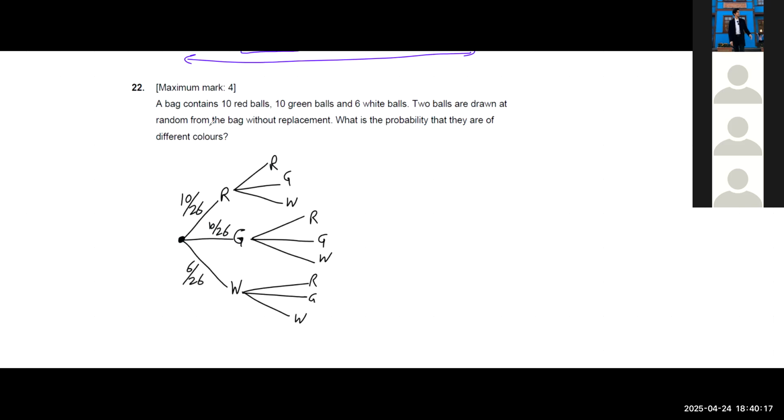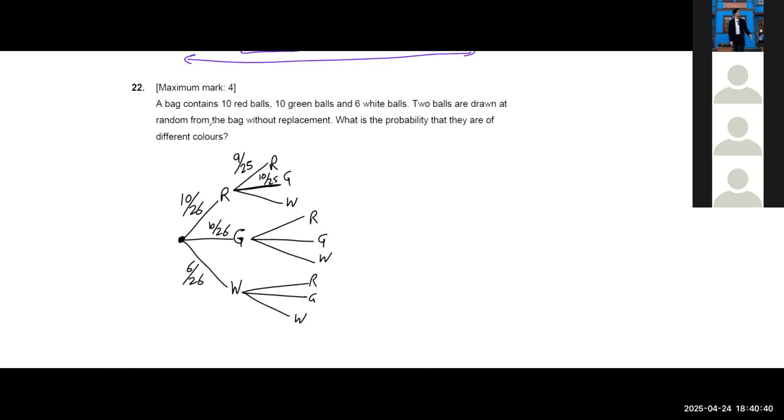Now, here's the fun part. What's the probability of pulling out a red ball again? 9 out of 26. 9 out of? 25. Exactly. What's green gonna be after red? Still 10 over 25. And white?